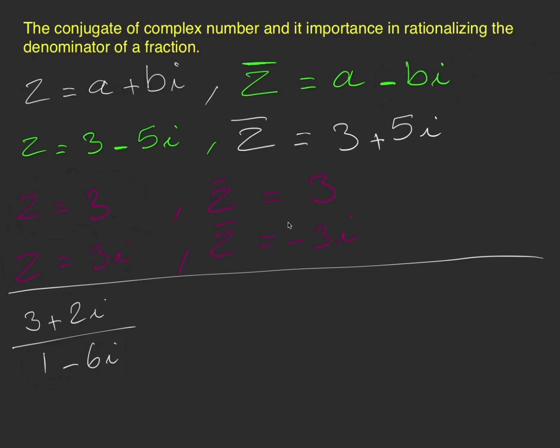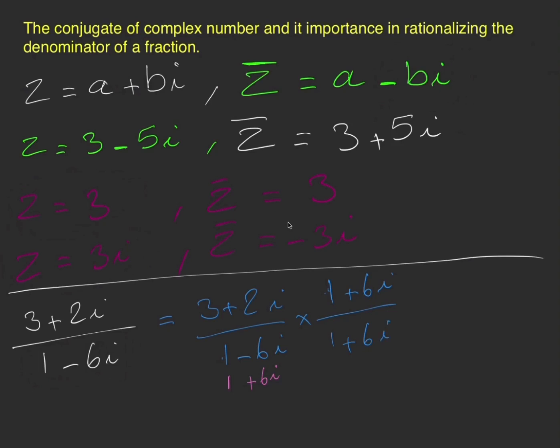So what is going to give us here? We multiply both parts. We have (3 plus 2i) over (1 minus 6i). So multiply both parts with the conjugate. The conjugate for this number is just 1 plus 6i. This is the conjugate. So we multiply both parts by the conjugate: multiply by 1 plus 6i here and multiply by 1 plus 6i here.